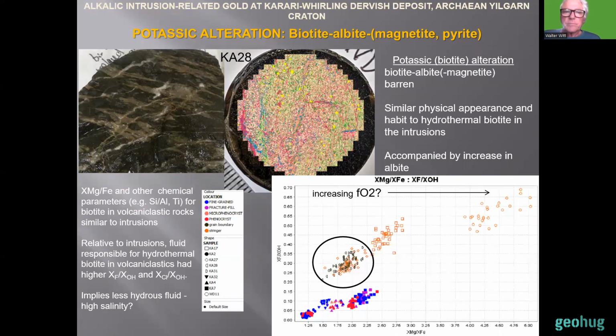The biotite in the volcaniclastic rocks is the earliest hydrothermal event recognized. The biotite looks and has a similar habit to the hydrothermal biotite in the intrusions, and is similarly accompanied by an increase in the albite content of the rock.